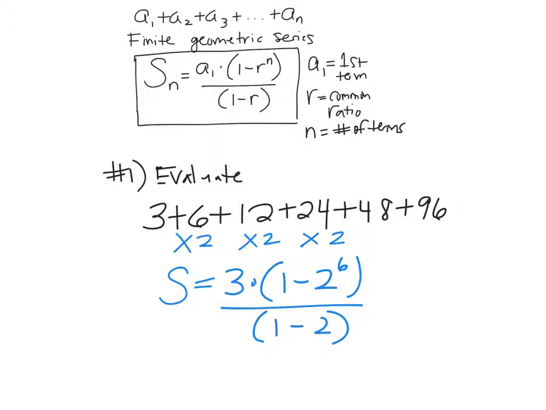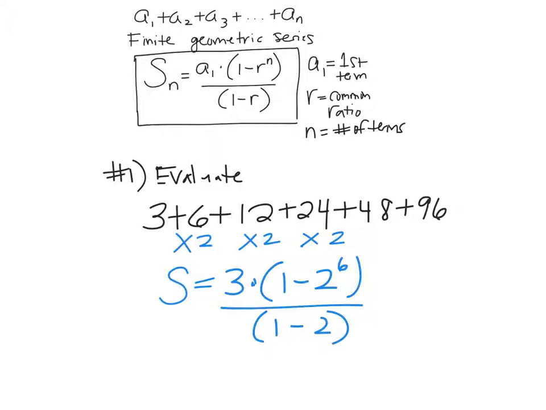Now, when you put this in your calculator, you can put it in just like that. You go to your calculator and you enter 3, parentheses, 1 minus 2 to the 6th power, close the parentheses, divided by parentheses 1 minus 2.